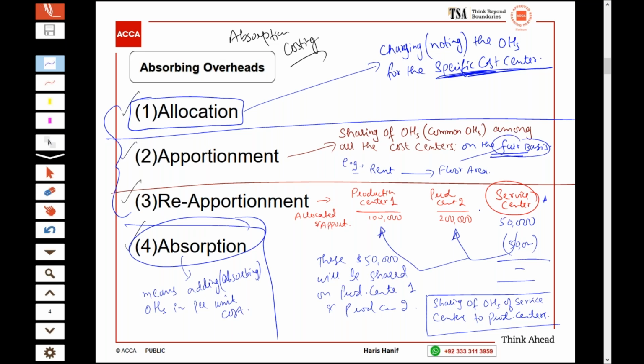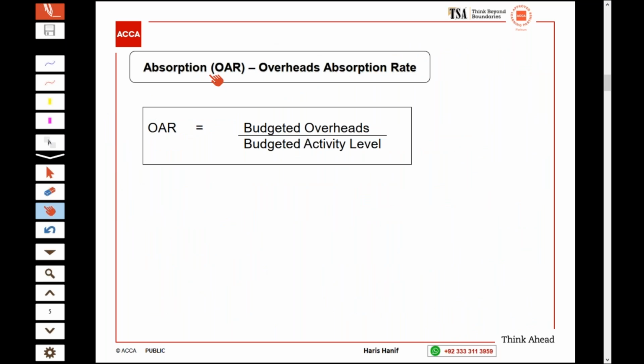All right. Now, this is the stage which we are going to discuss in the next slide. That is overhead absorption rate. Overhead absorption rate is basically the fourth step, that is absorption. Now listen very carefully. This is overhead absorption rate. The above is the abbreviation, overhead absorption rate.